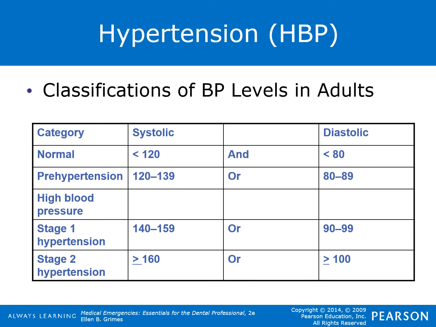So they consider these normal, pre-hypertension, high blood pressure stage 1, and stage 2. So let's say their systolic was only about 130 and their diastolic was up here at 92. Then we would still call that stage 1 hypertension, because the diastolic is over what it should be.